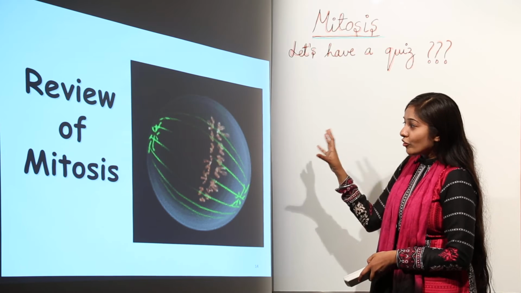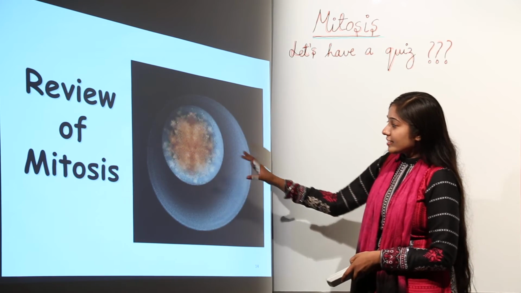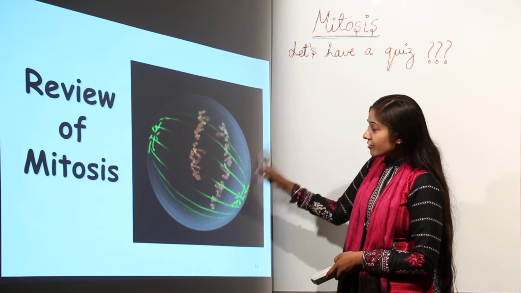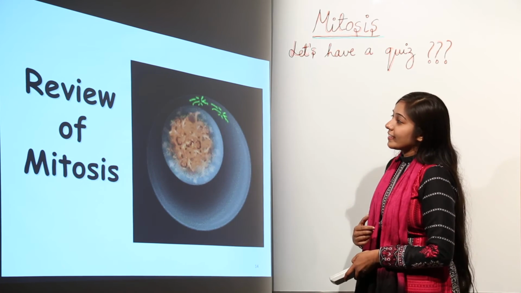Then you can have a review of mitosis over here. Can you see what is happening? The nucleus has divided, and we have a cell in prophase. This is the metaphase stage, then anaphase stage, then telophase stage, and finally cytokinesis of the cell.